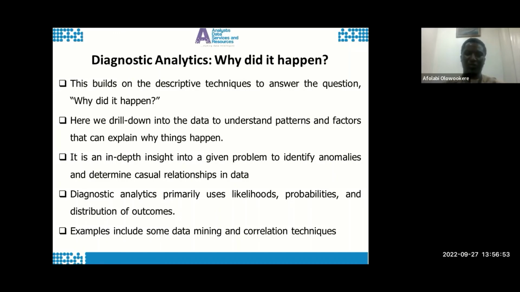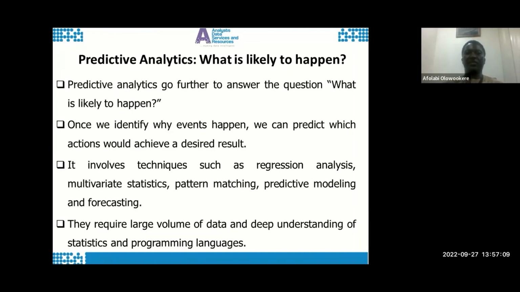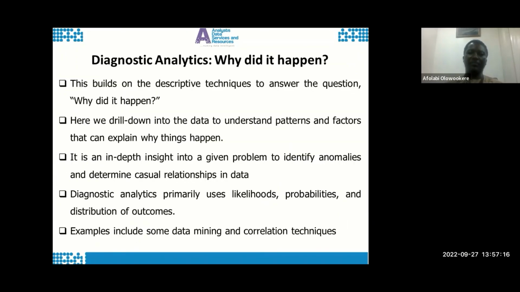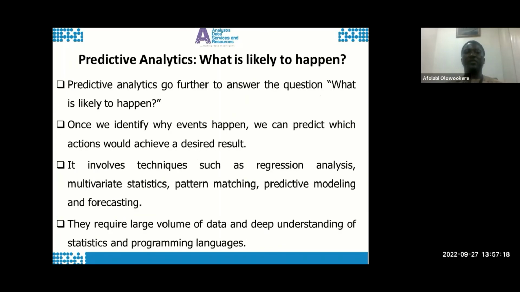What are the factors that can predict Nigeria's current account balance? What are the factors that can predict whether there will be domestic violence? These are why do they happen? Predictives, what is likely to happen? So we want to know what happened, why did it happen, what is likely to happen? Now that we know why it happened, we can then say, what is then likely to happen?